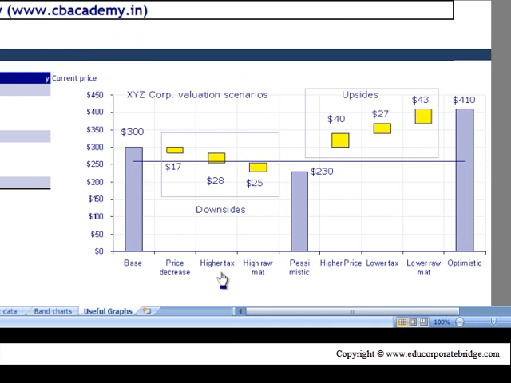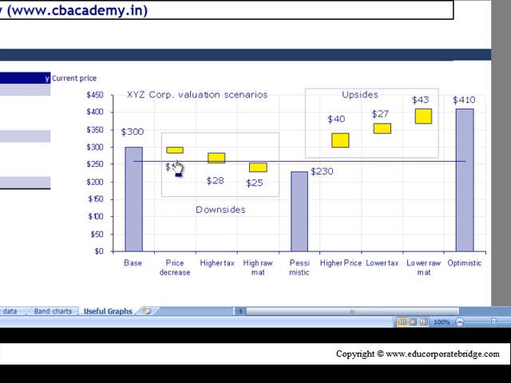The second downside which we look at is higher taxes. Maybe in the budget, the corporate taxes announced were, earlier it was 30%, now it may be, let's say, 50%, and it can pose a significant downside. So, you know, $28 per se resulting in the downside.